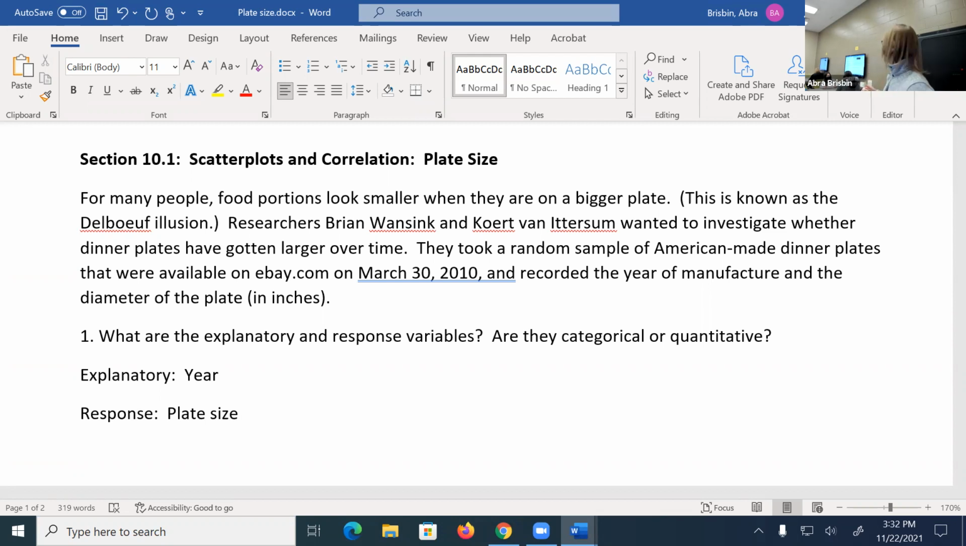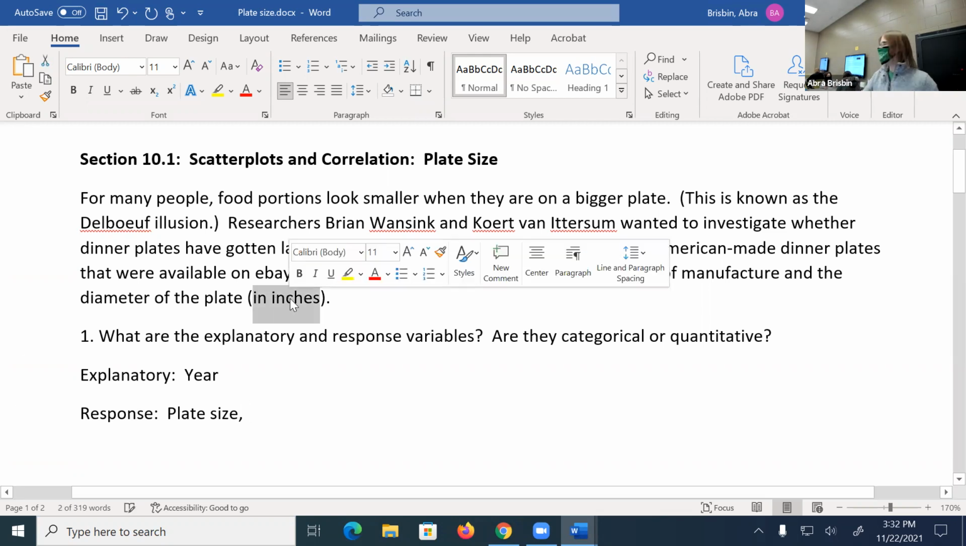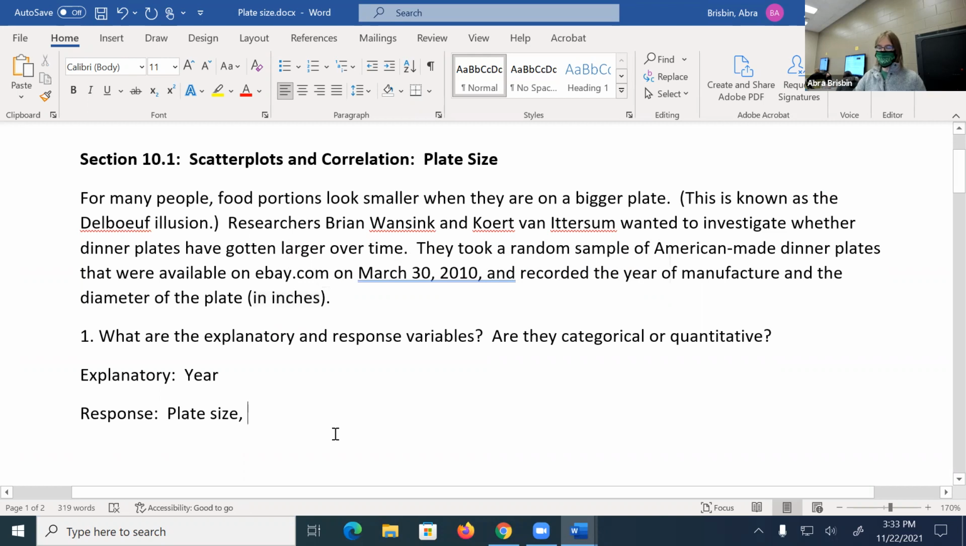All right. Is plate size categorical or quantitative? Yeah, it's quantitative because it was recorded in inches. If it had been like small, medium, large, then that would be categorical. And in that case, we would use a different method to analyze this data set. But here we have a number in inches, so we can measure that as quantitative.